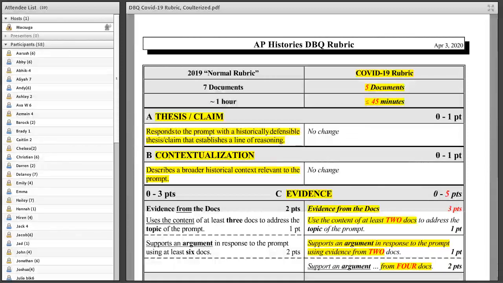The point for thesis hasn't changed, right? As long as you answer the question. I'm going to tell you that 3 groups is not necessary with 5 documents. You probably are not going to get 3 groups, so I don't want you to stress out about that. 2 groups will be fine, but make sure those 2 groups directly answer the question. So that's going to be your thesis.